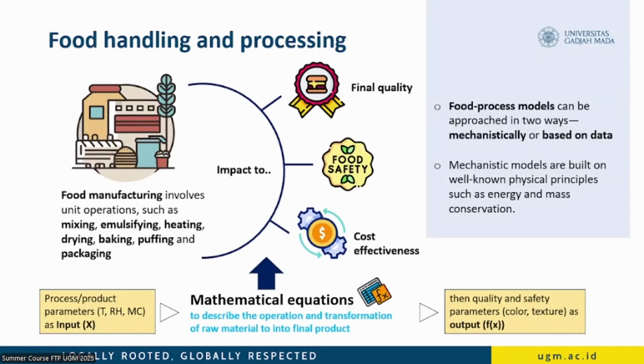Food process models can be approached in two ways: mechanistically or based on data. The mechanistic models, or mechanistic mathematical models, are built on well-known physical principles such as energy and mass conservation.